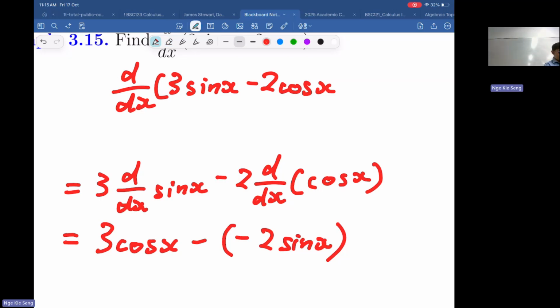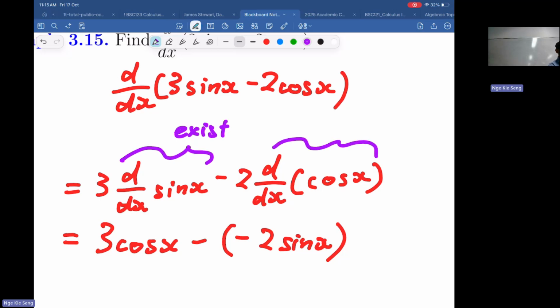Then why can you go from the first step to the second step? Because this differentiation exists, and this differentiation also exists, so you can use the linear rule. Now this is the step we are looking for. If you just write down the last step, correct, 0. No step, correct answer, 0. I give you 0. All the lectures are set already. This will be 0.